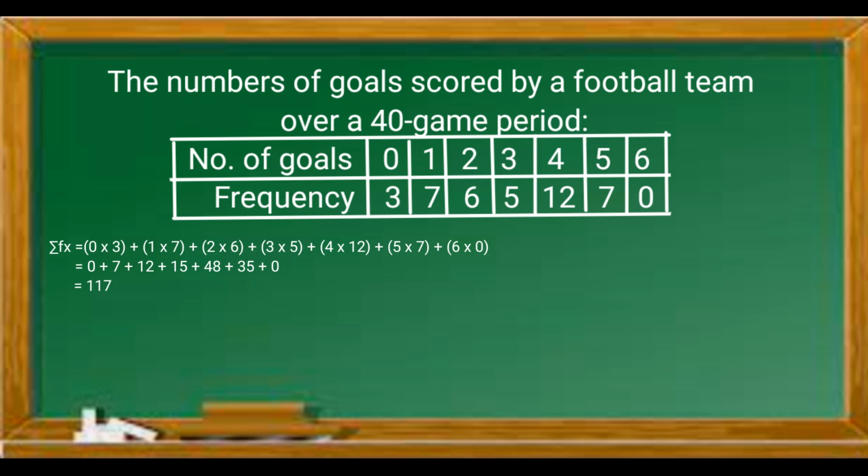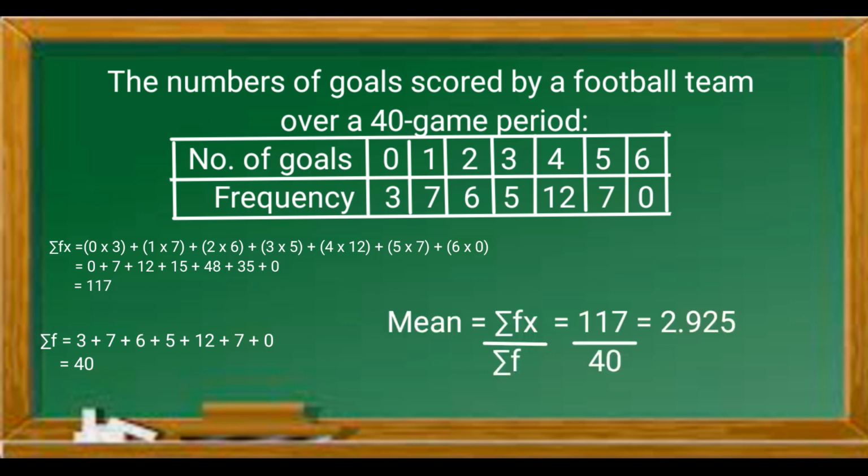So you get 117 divided by the sum of the frequency, which is 40. So 117 divided by 40 is 2.925.